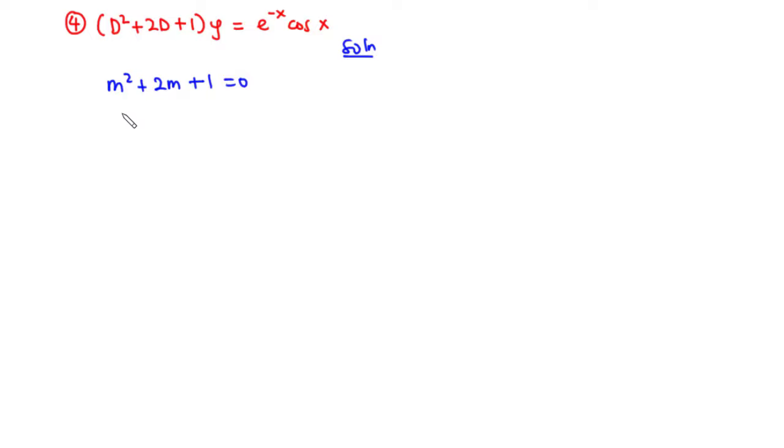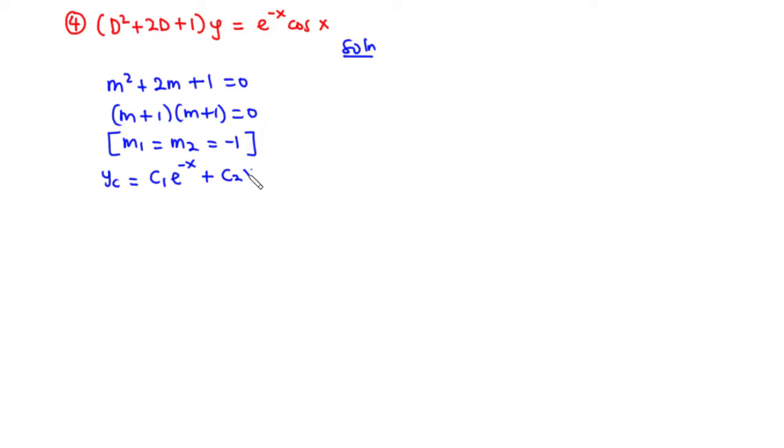So this is going to be (m plus 1) squared equals 0. So we have m1 equals m2, and that is equal to negative 1. Therefore, we have yc equal to c1 e to the power negative x plus c2 x e to the power negative x. This is the complementary function.